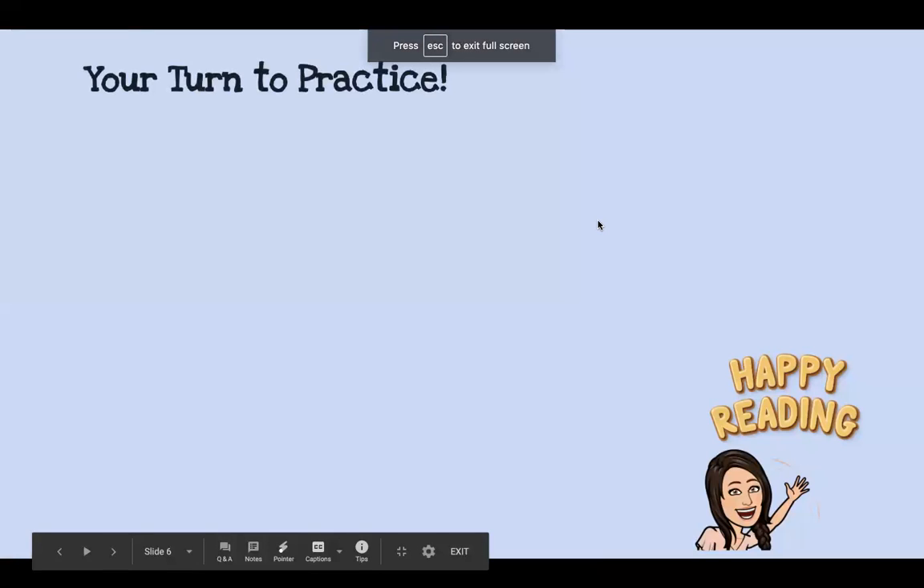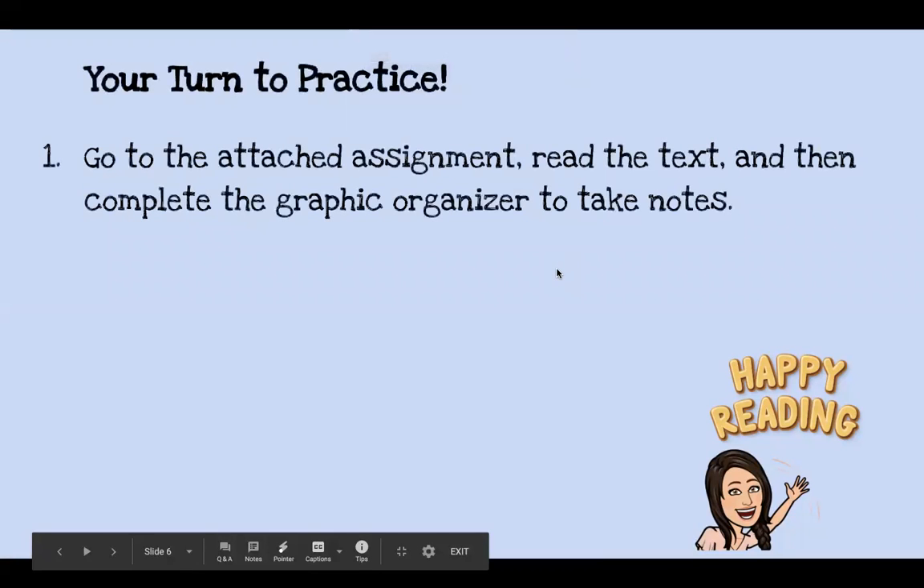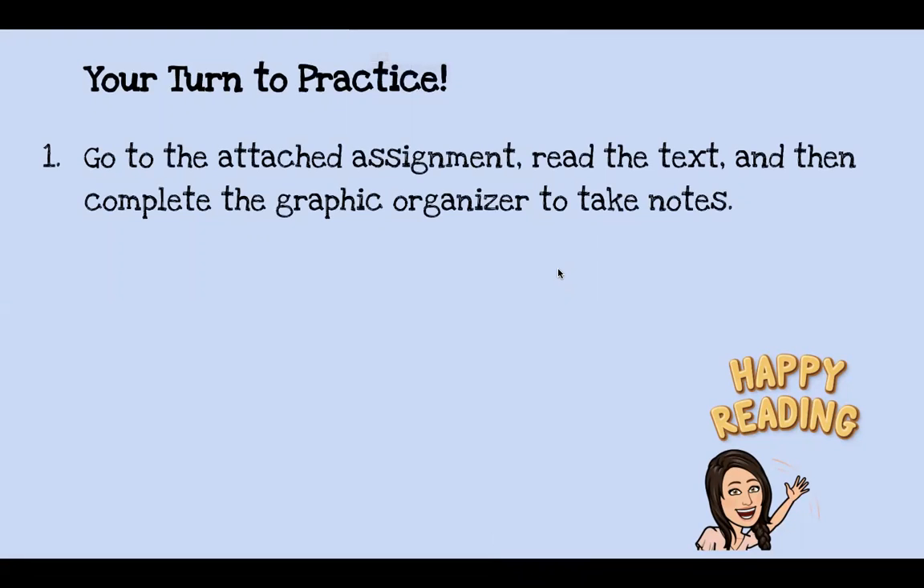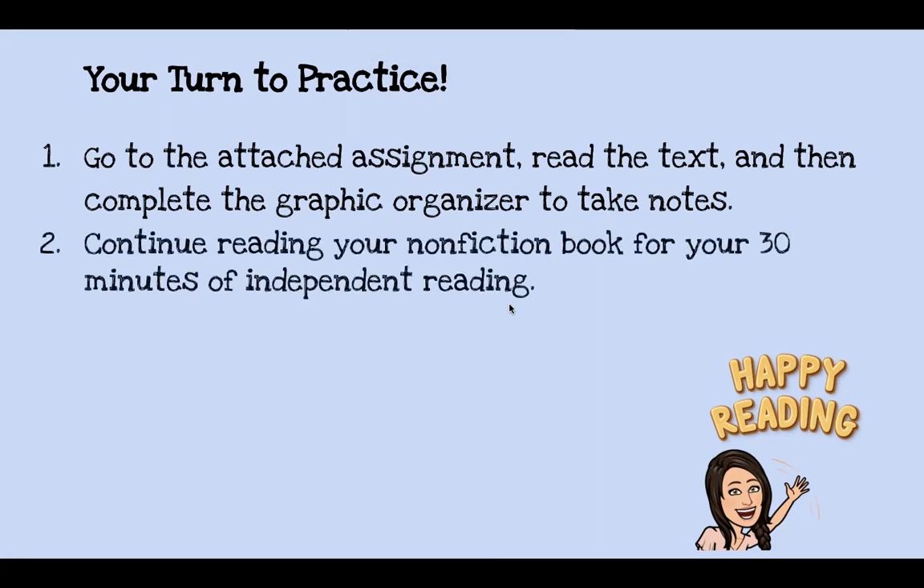All right, so for your job today, to practice this, you're going to do the attached assignment, read the text that is problem solution, and see if you can find the problem and the list of possible solutions. And remember, there might be more than one. It could be one problem and then many solutions, or more than one problem and more than one solution, or only one solution. So it depends, again, on the text that you are reading.